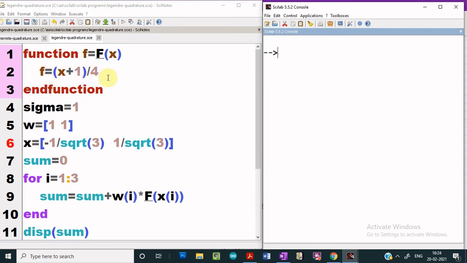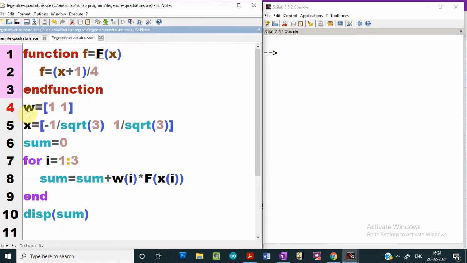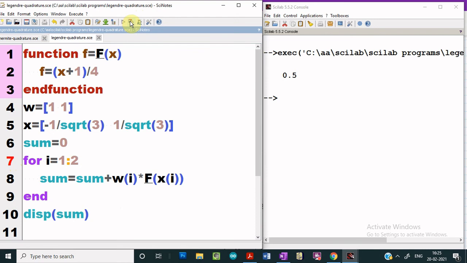So this is the function f(u) here, and the sigma is not needed here. These are the weights. We had weights 1 and 1 for the 2-point formula, and the abscissa were minus 1 by square root of 3 and 1 by square root of 3. We are using vectors for x and w. Since we have to use the formula, we can use a for loop for that, and finally we can display the value. This would give us the final result of the given integral. Let us execute. So this is what we get. We are getting 0.5.